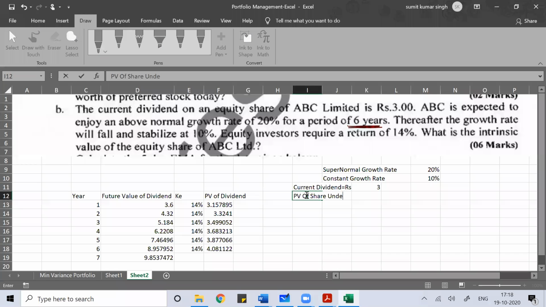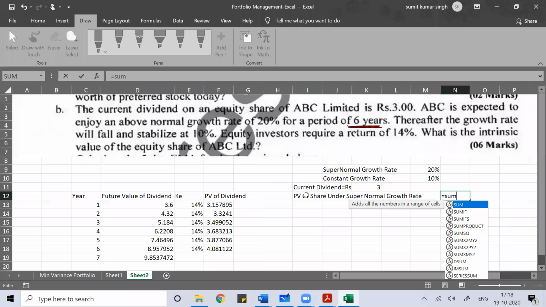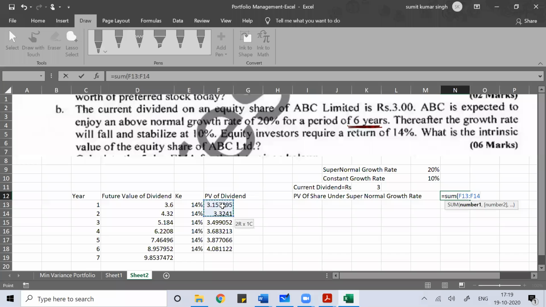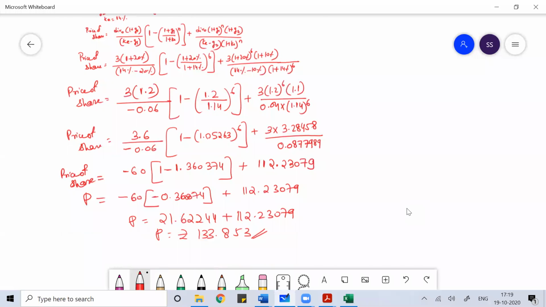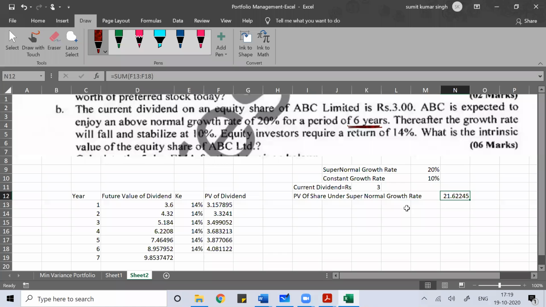Under supernormal growth rate, the present value of the share is the sum of these values. You can see this is 21.62245. So you can see that part, 21.62244, the same thing.